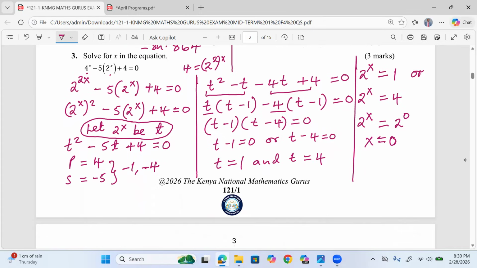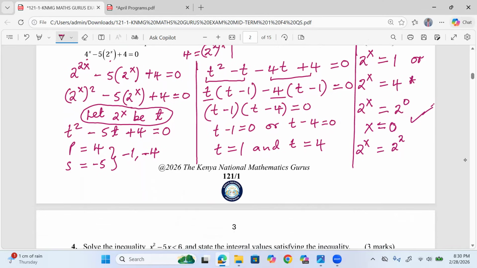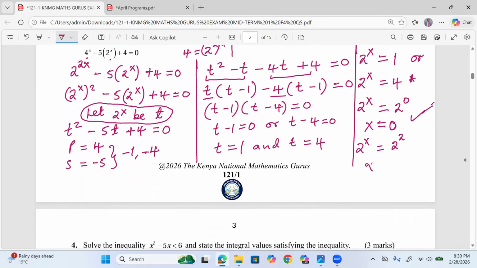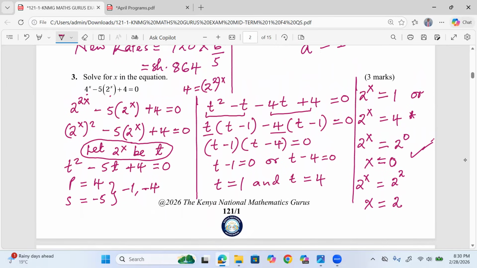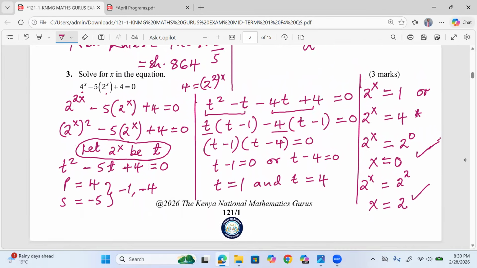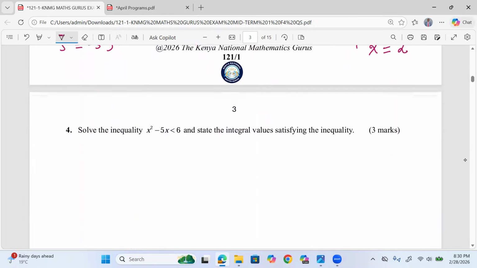We equate the powers like that. Or from the second equation here, 2 power x equals, instead of 4, 2 power 2. And therefore, the value of x is equal to 2. You just equate the powers because the bases are already the same. So we have 2 possible values of x, either 0 or a positive 2. A very good question, interesting for that matter.